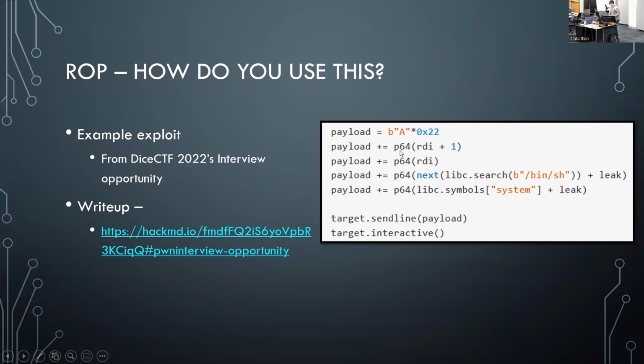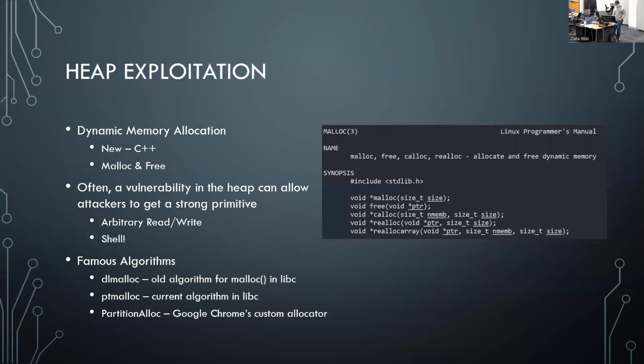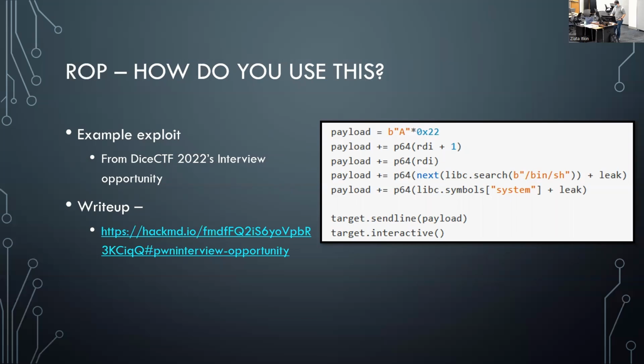So that's what RDI would point to. And the +1 just makes it so that we go to a ret instruction, because I needed padding in that example. But you see that we have a p64 of RDI. So when the binary tries to execute pop RDI, it'll actually take this libc-like string value and put that in the RDI register.